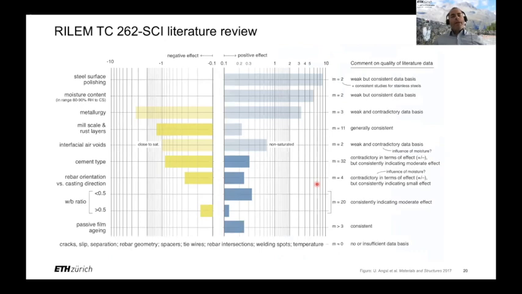Now, by reviewing the literature and attempting to rank the individual relevance of different features of the steel-concrete interface or properties of these systems, this is what we concluded with. You can see that those factors that are at the top of this graph are the ones that literature suggests would have the strongest influence on triggering or determining the susceptibility of steel to chloride-induced corrosion in concrete.